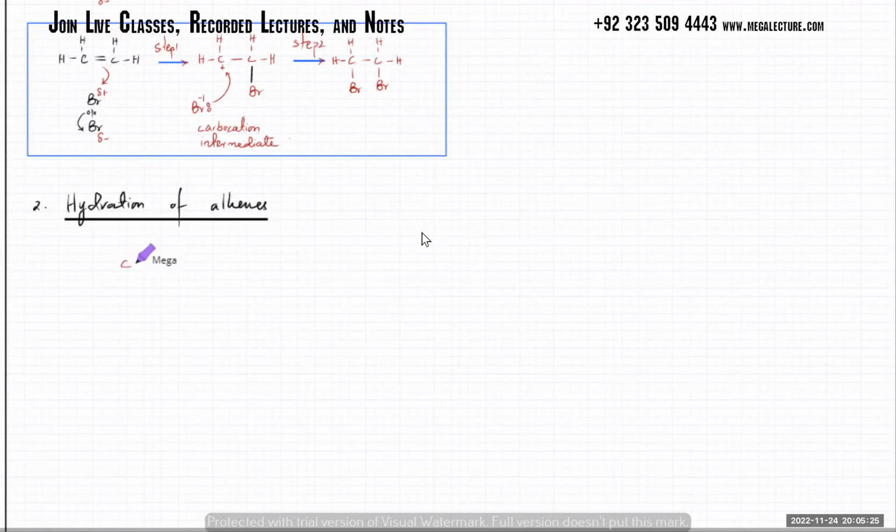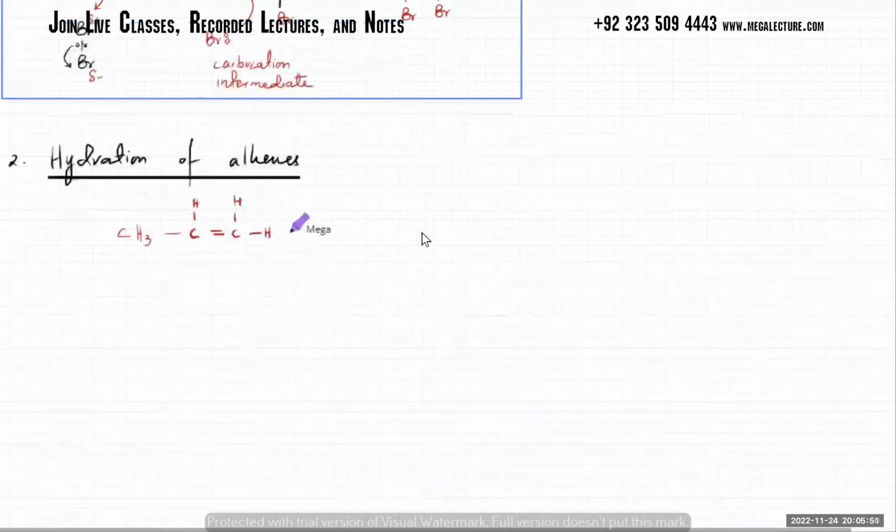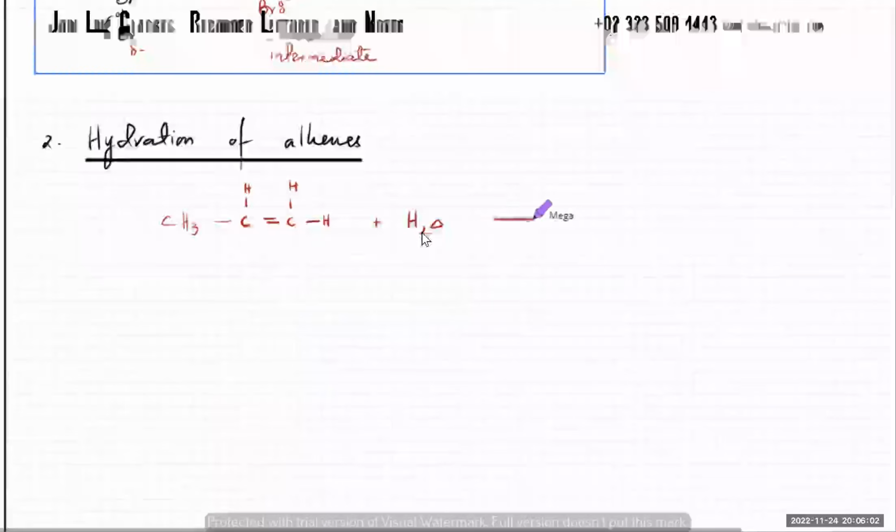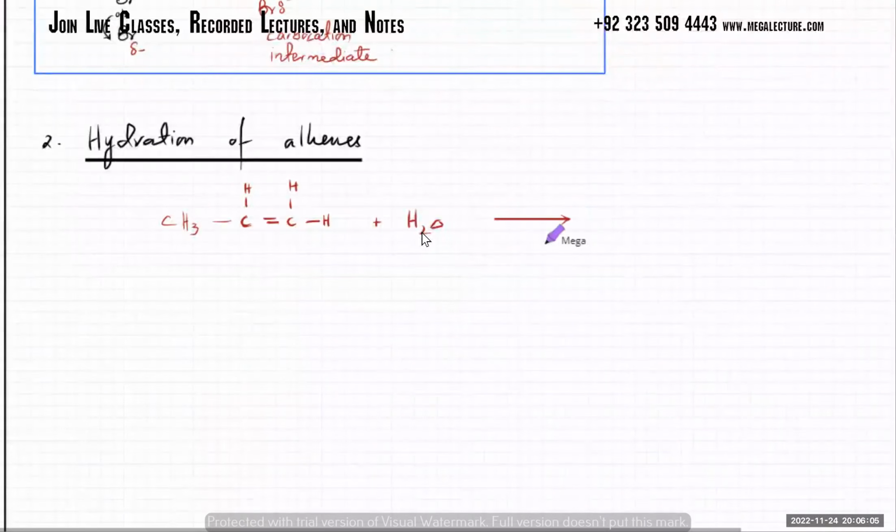So it's an alkene, and that alkene is going to react with water. There's going to be a double bond, and it will react with water. So this is again an O-levels reaction. You did this in O-levels. They're going to react, and they will react under certain conditions.